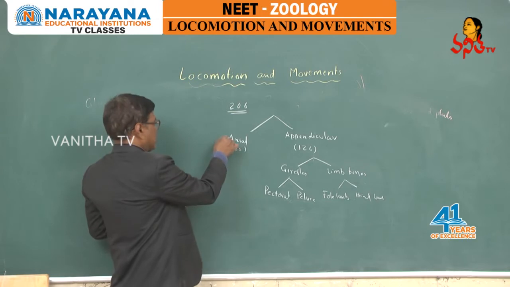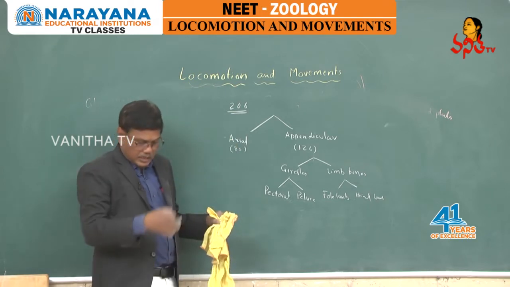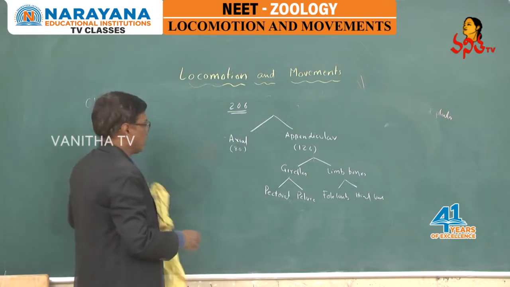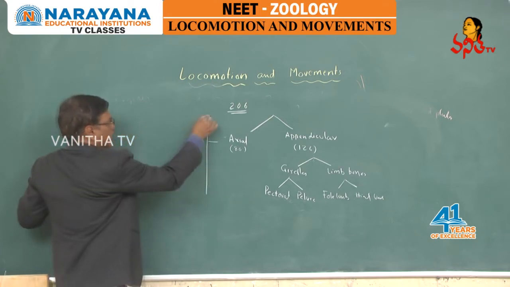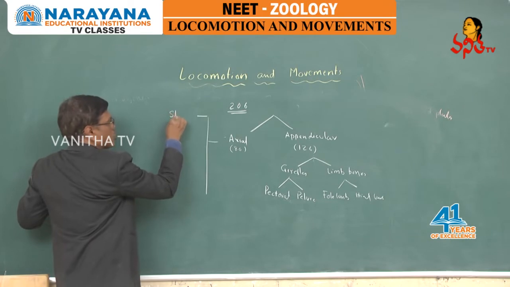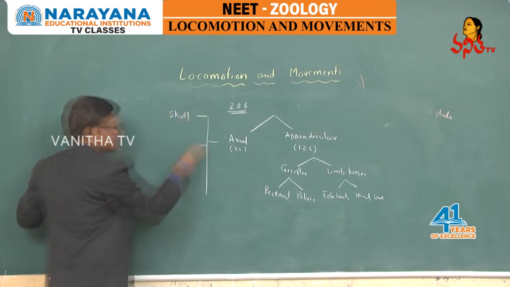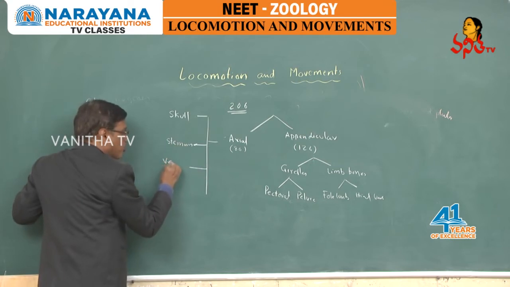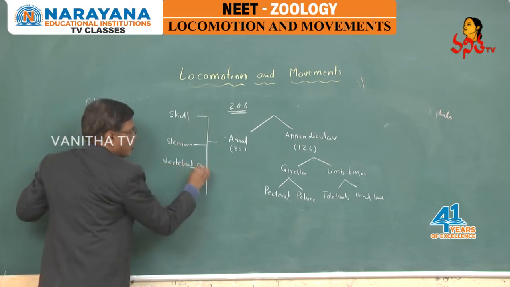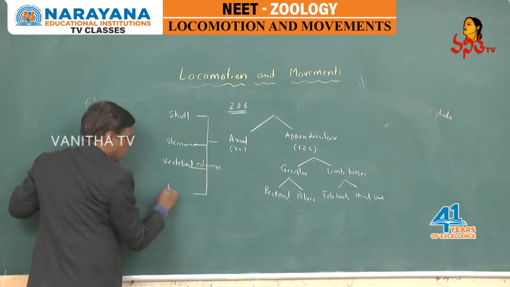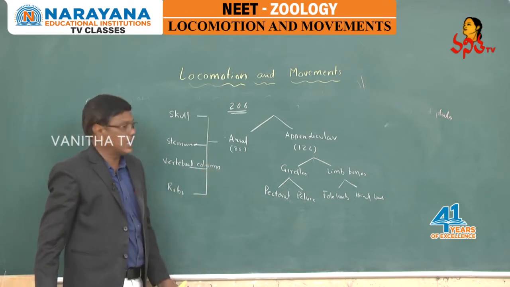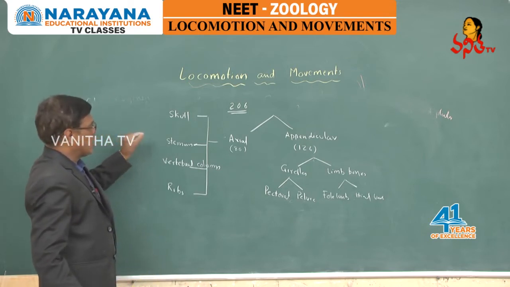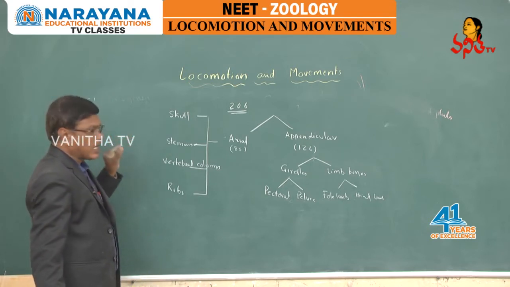Then what is the axial skeleton? The part which lies along the median axis of the body is called our axial skeleton. This axial skeleton includes the skull, sternum, vertebral column, and ribs. These four are the parts of the axial skeleton: skull, sternum, vertebral column and ribs.